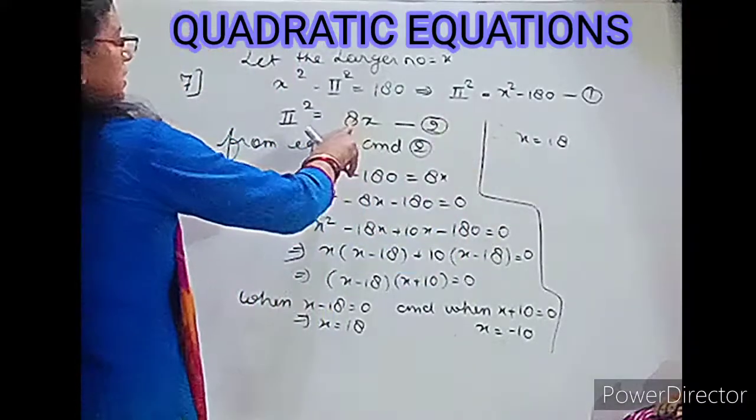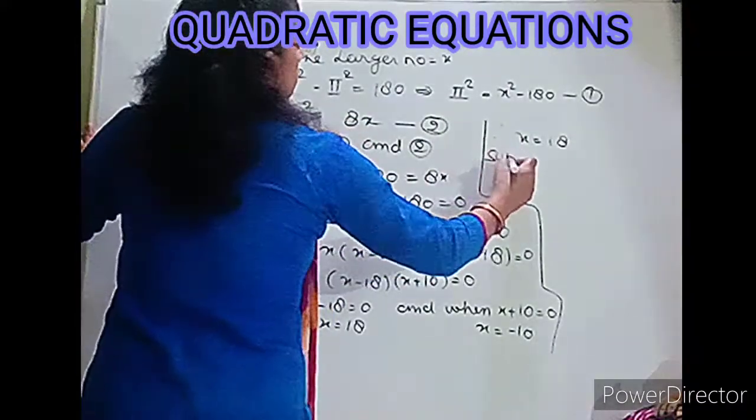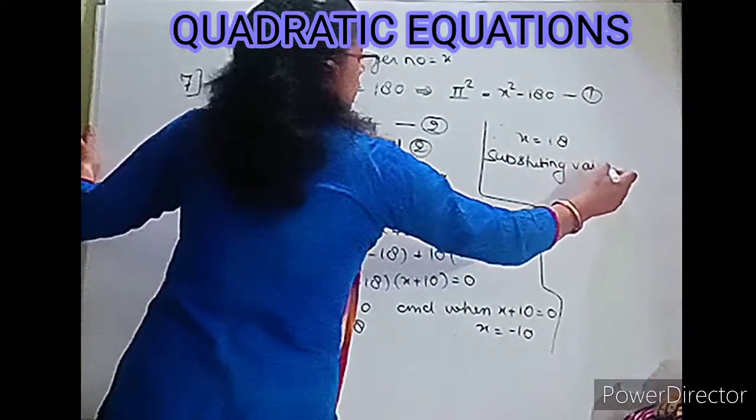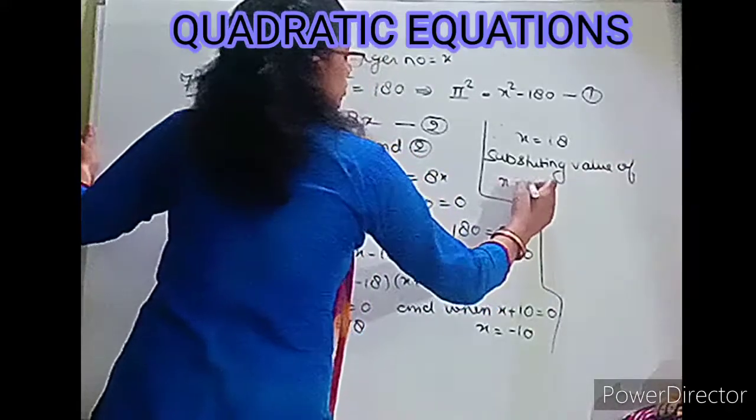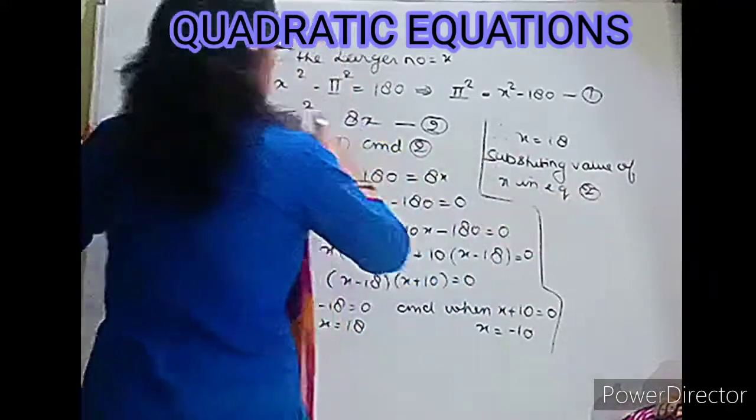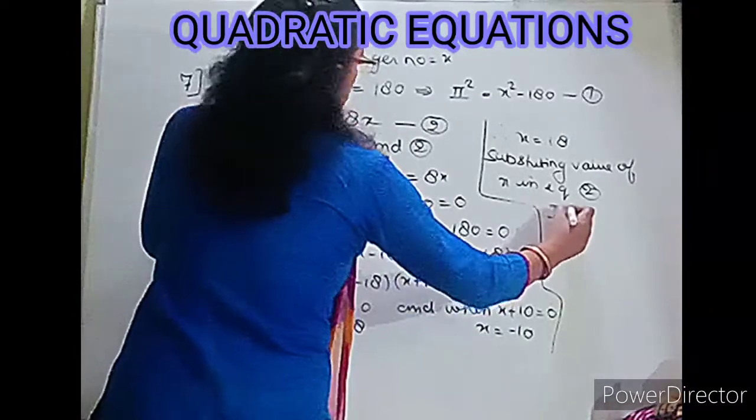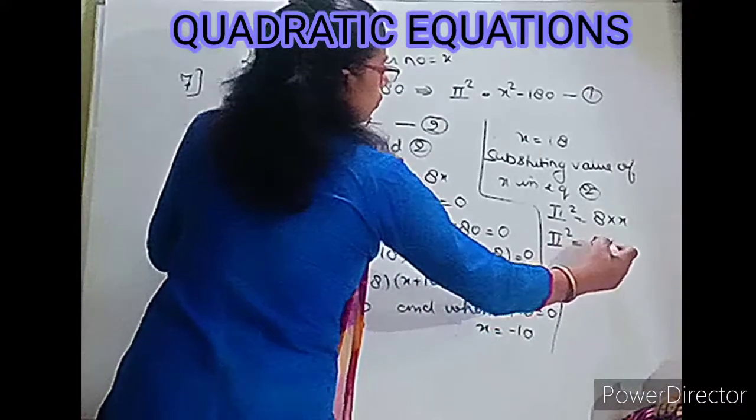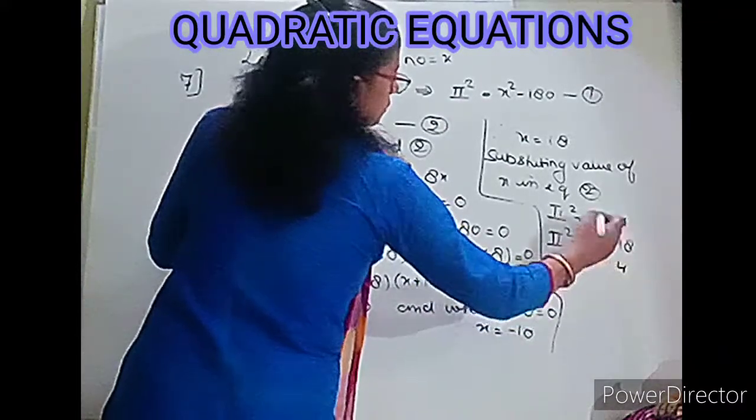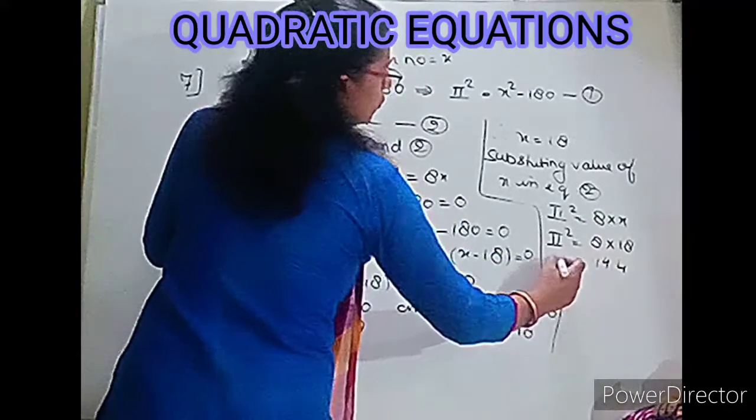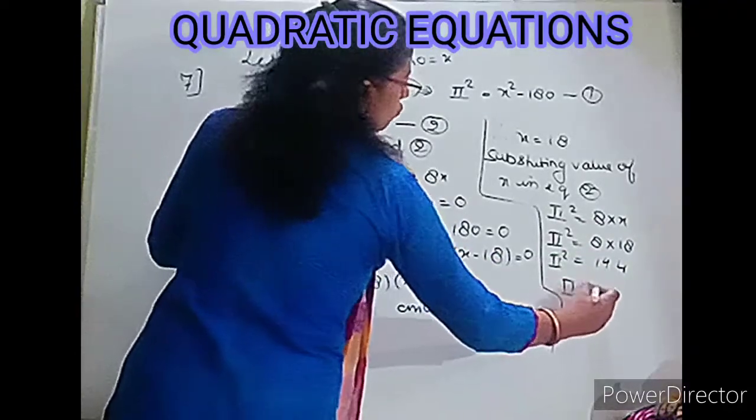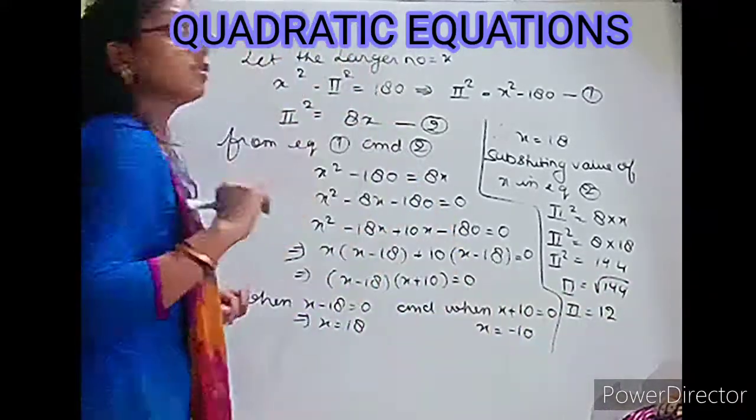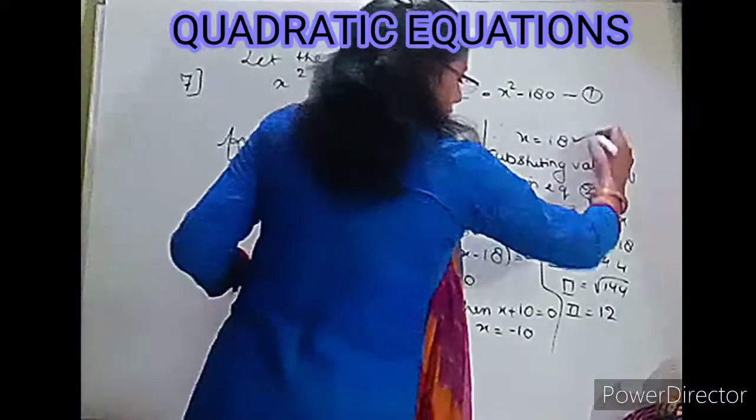So keep the value of x in this equation. Substituting the value of x in equation 2, we'll get the second number also. Second number square equals 8 into x. Second square equals 8 into 18, which is 144. So the second number equals square root of 144. So the second number equals 12. So therefore the two numbers are 18 and 12.